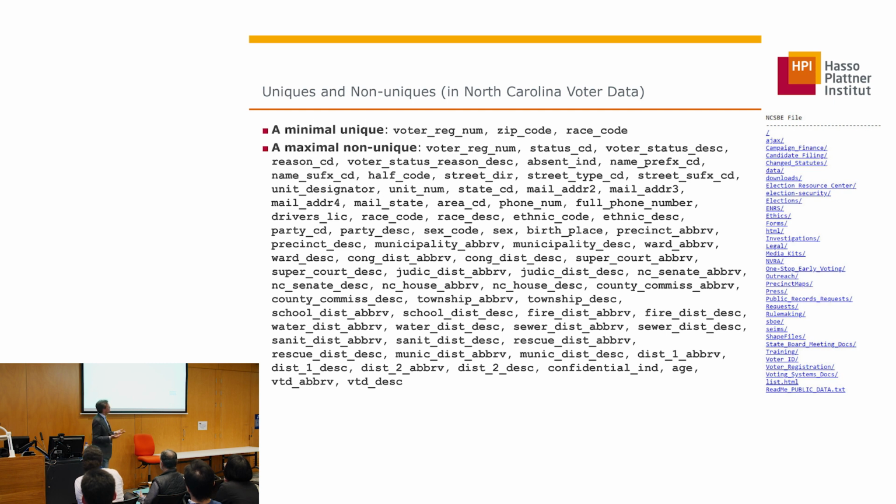Voter registration number alone should be unique, I guess. It sounds like it should be, but it's not. This is minimal, so you cannot remove any of these without losing uniqueness. So that could be a pointer towards a data error.